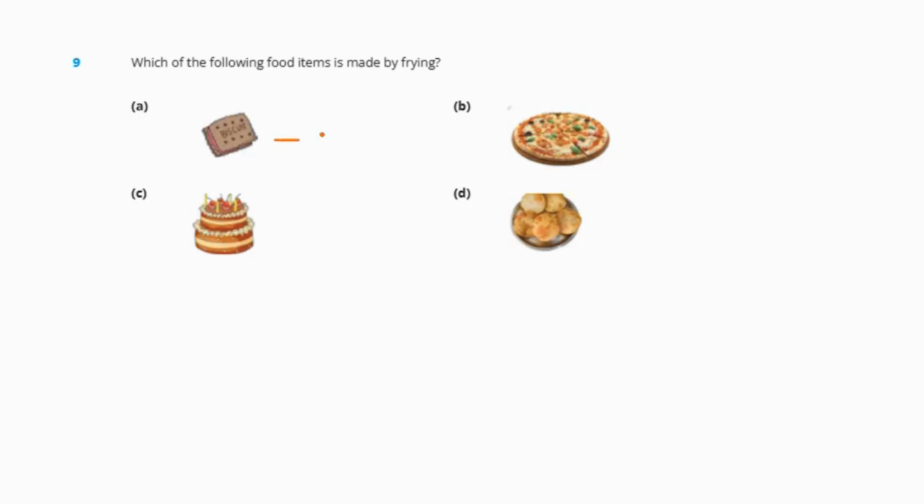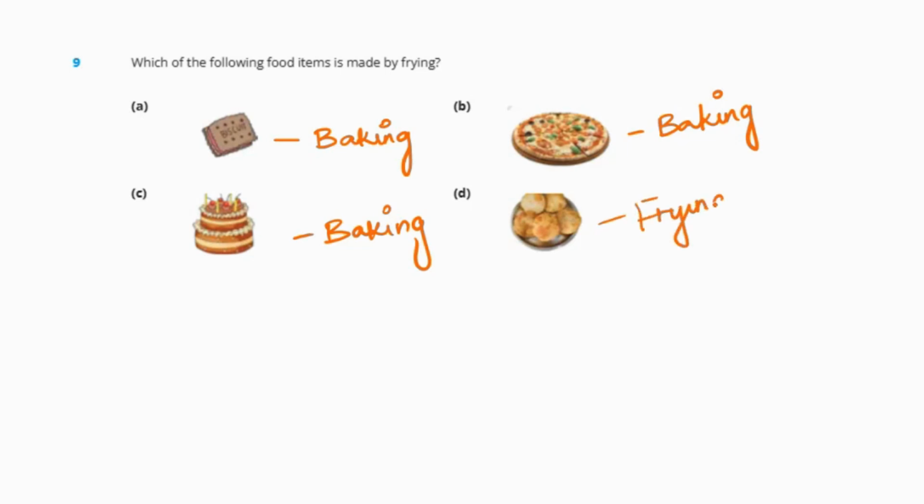Yes, when you examine biscuit, it is cooked by baking. Pizza also baking. Cake also cooked by baking. And puri, that is cooked by frying. Correct? Method used here is frying. Yes, frying in deep oil. So option D is the correct answer. Yes, this is the food item which is made by frying.